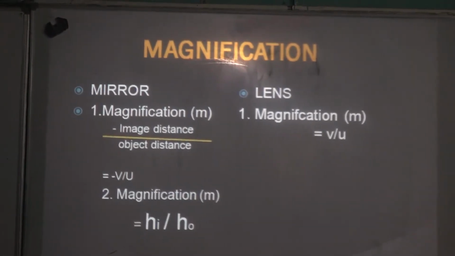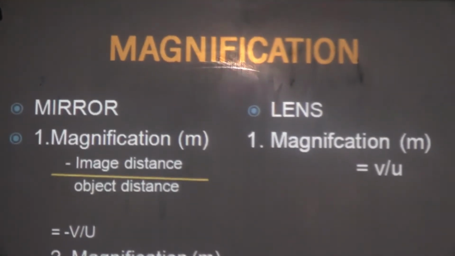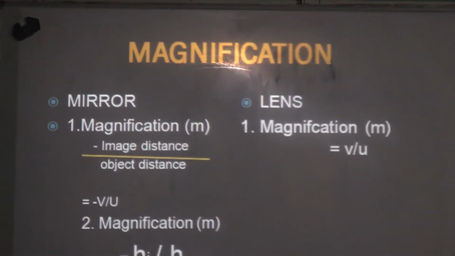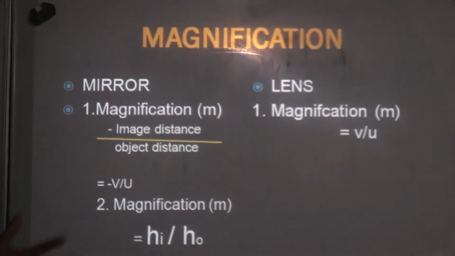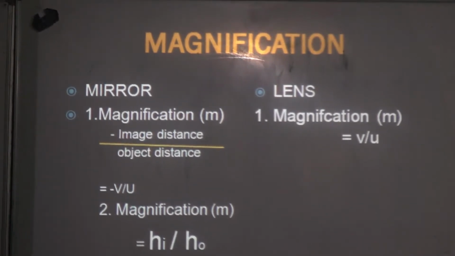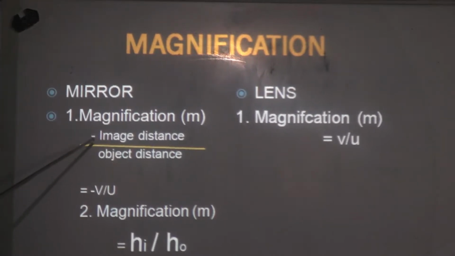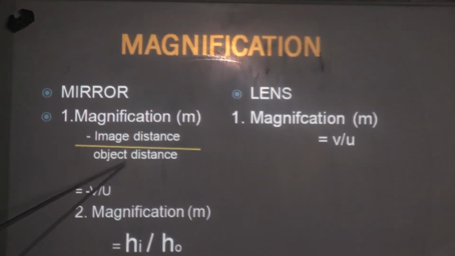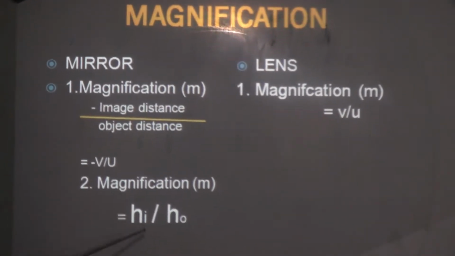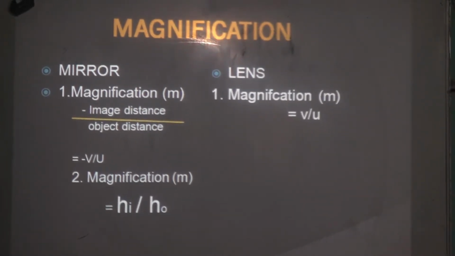Okay, next, while discussing the characteristics of images, we use two terms, enlarged or diminished. Enlarged means more size, diminished means size is less. How much is the enlargement, what is the quantity of enlargement and the quantity of diminishing, that is given by the magnification. The formula to find the magnification is minus of image distance by object distance, or minus V by U. Or you can use this formula also: magnification is equal to Hi by H0, where Hi is the height of the image and H0 is the height of the object.